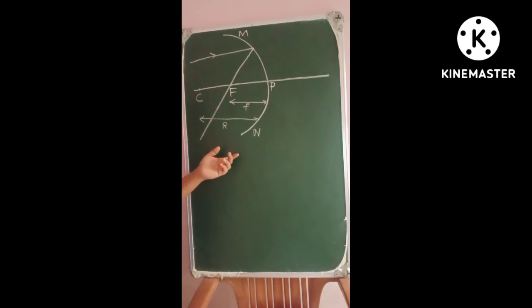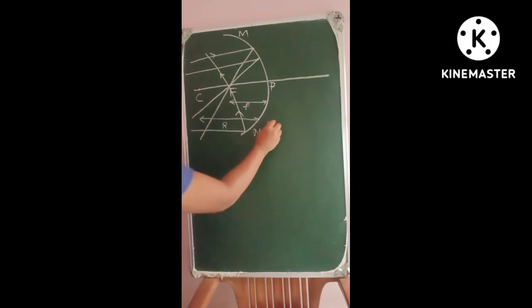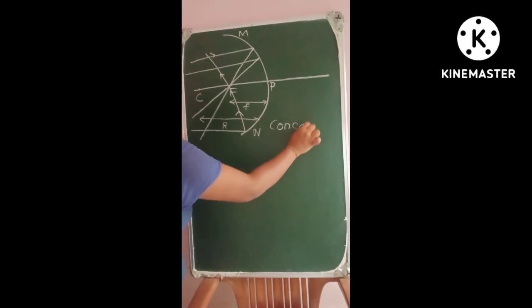In case of a concave mirror, when a number of rays pass through, they reflect back into the same medium. After reflection they are going to meet at a point here. The point at which the rays of light after reflection appear to converge, converge meaning they appear to meet at a point, is called the principal focus. This is in case of the concave mirror.